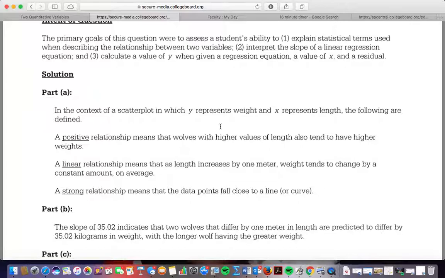There's different ways to say that, so I'll go over that here in a second. Linear would mean that as length increases by 1 meter, weight tends to change by a constant amount on average. We'll talk through that there in a second. That one's probably a little different. Number 3, a strong relationship means that the data points fall close to a line or curve. That's what strength would mean, okay?